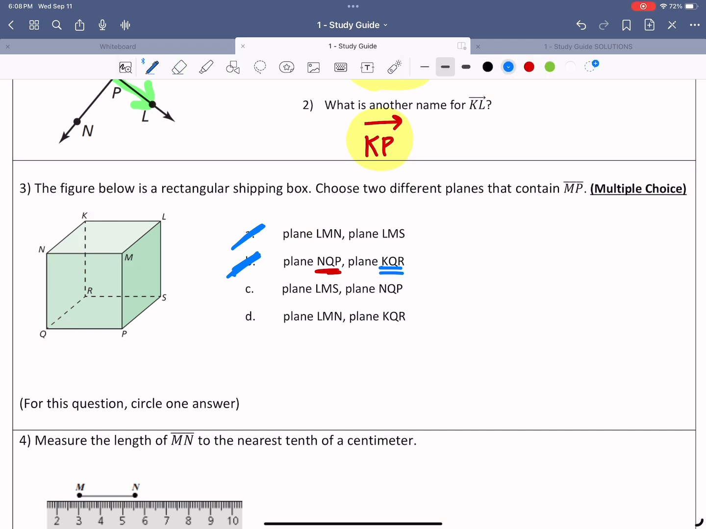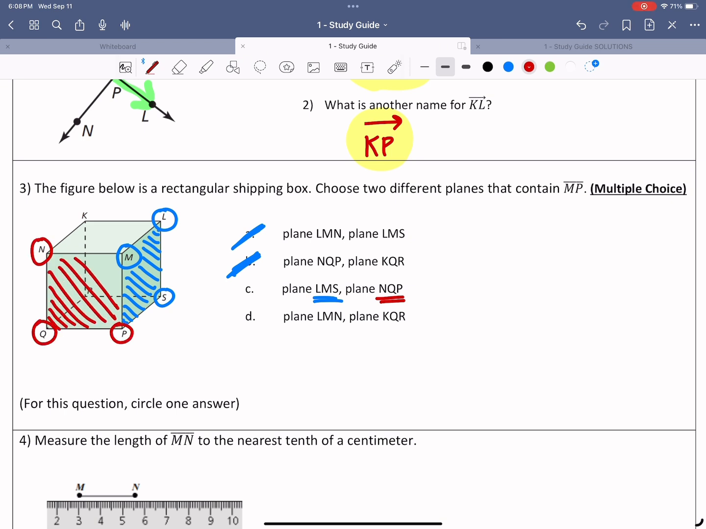And then let's try the third answer. I'm going to tell you right now, this one is going to work. Let's see why. Points LMS are going to be the one on the side right here. Boom. If we look at the next one, NQP, well, NQ and then P are those three. So that's going to be this plane right here.